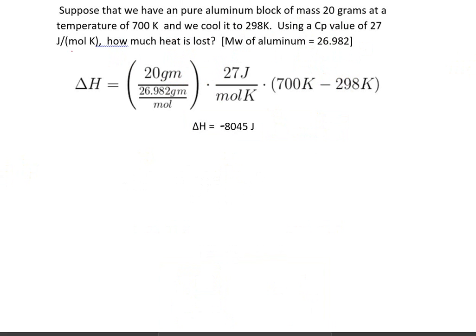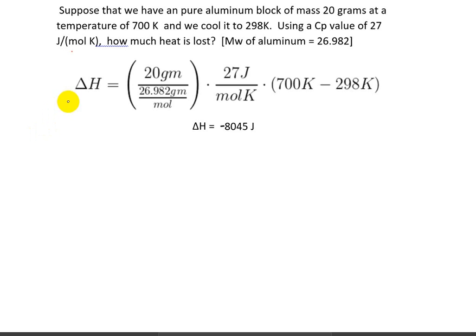So let's do a problem with this. Suppose we have a pure aluminum block with a mass of 20 grams at a temperature of 700 K, and we want to cool it to 298 K, or room temperature. We're going to be given a Cp value of 27 joules per mole K. So how much heat is lost?